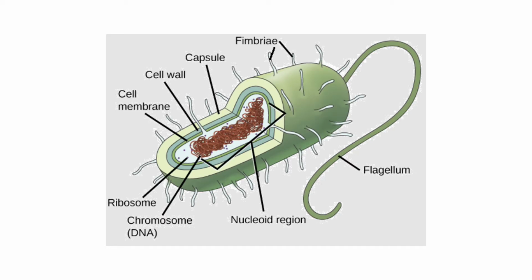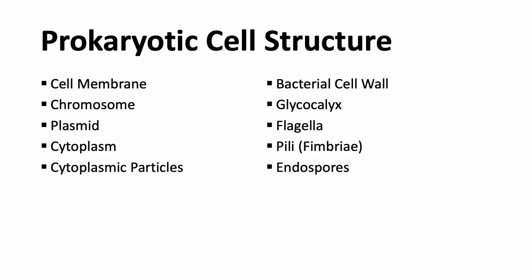This is a typical prokaryotic cell. So as you can see, the structures are way simpler than the eukaryotic cell. These are the structures of a prokaryotic cell.